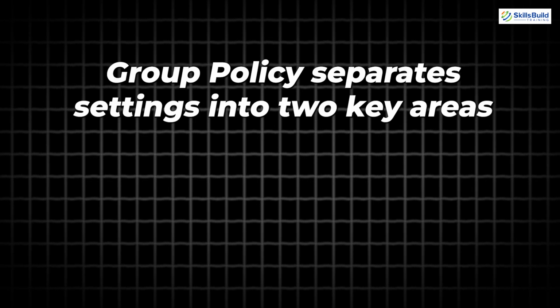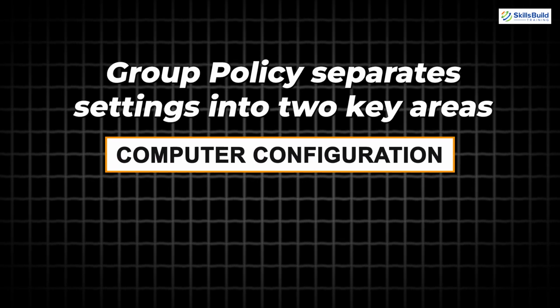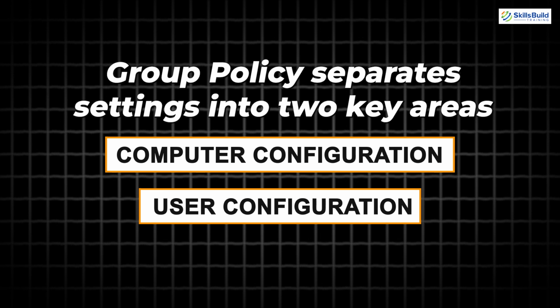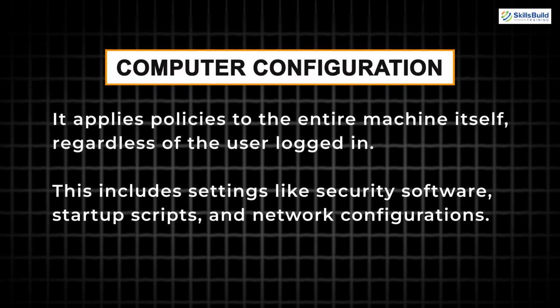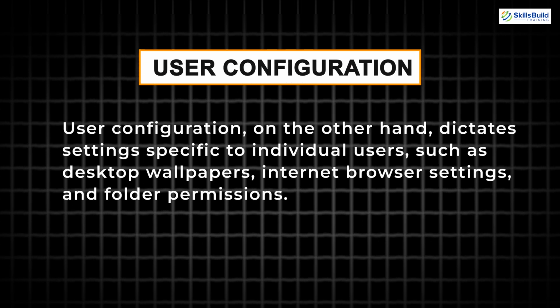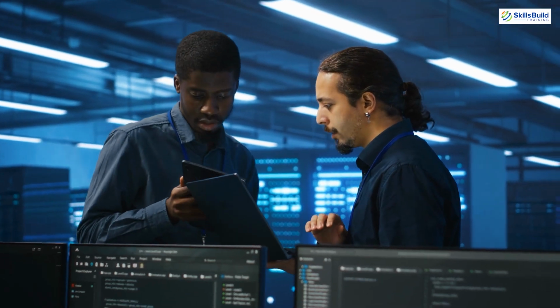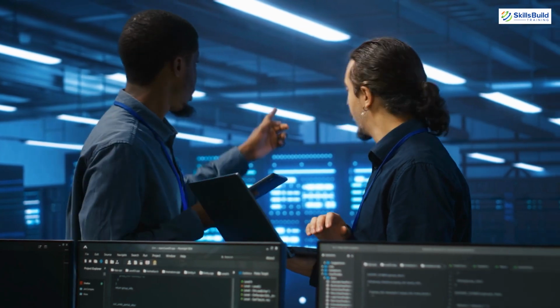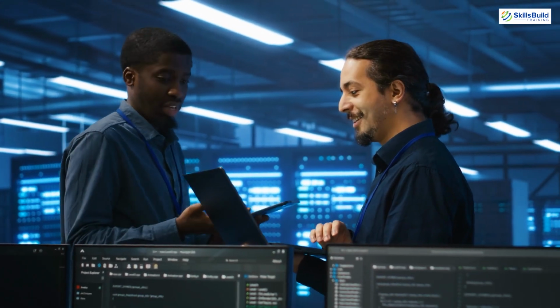Group policy separates settings into two key areas: computer configuration and user configuration. Computer configuration applies policies to the entire machine itself, regardless of the user logged in. This includes settings like security software, startup scripts, and network configurations. User configuration, on the other hand, dictates settings specific to individual users, such as desktop wallpapers, internet browser settings, and folder permissions. This distinction ensures administrators can manage the overall system environment while also tailoring individual user experiences.